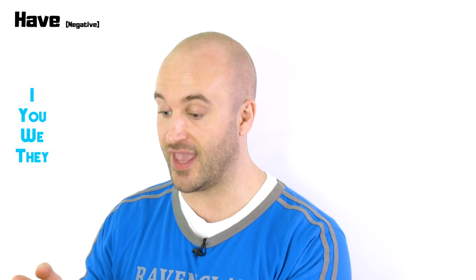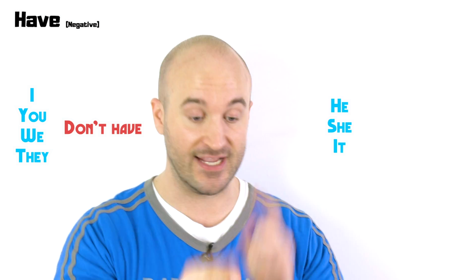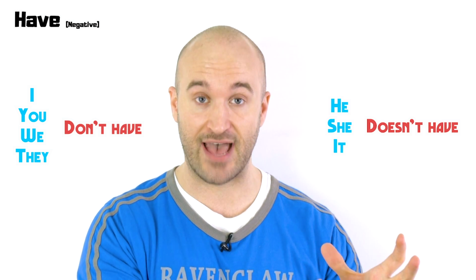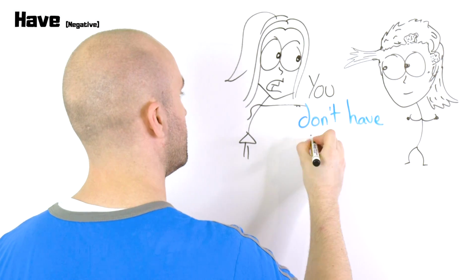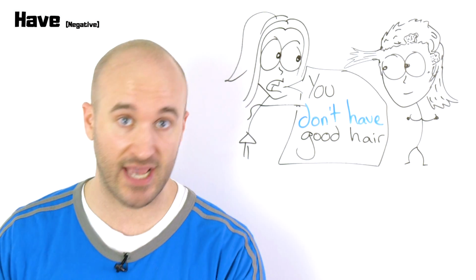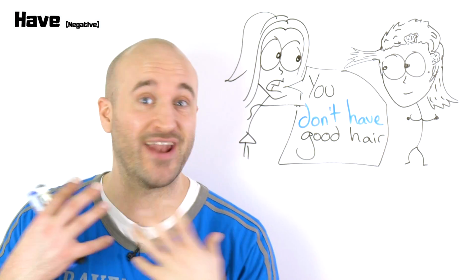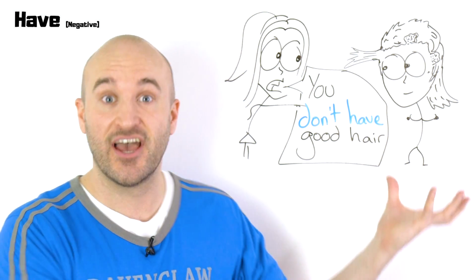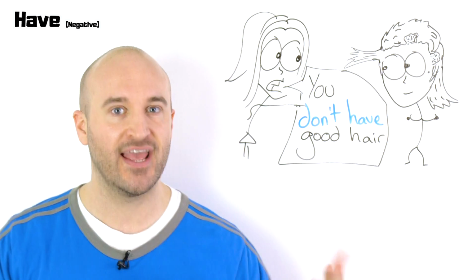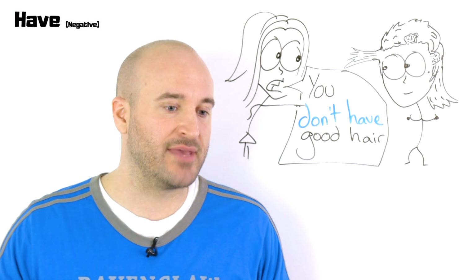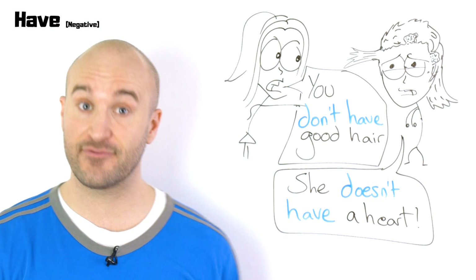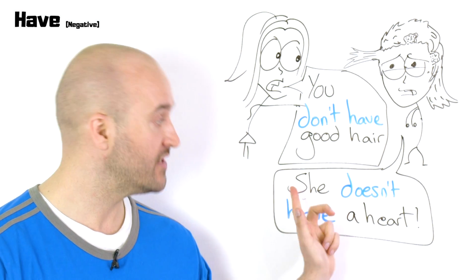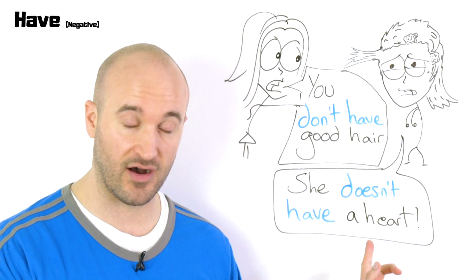Let's use have in the negative. I, you, we, they don't have. He, she, it doesn't have. For example, you don't have good hair. Now, I realise I'm not anyone to judge hair. However, I think we can all agree that's not good. But I mean, still, it's not nice. And of course, the form in he, she, it. She doesn't have a heart.